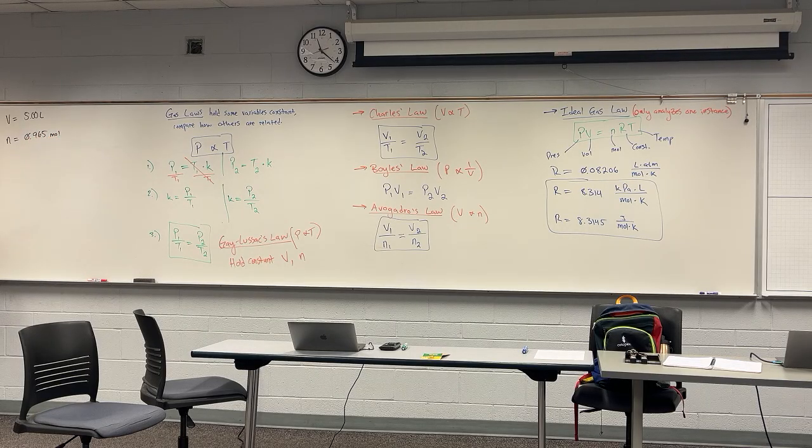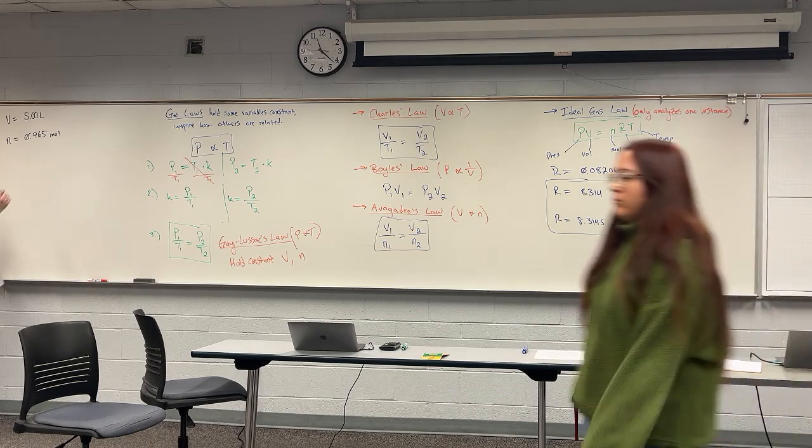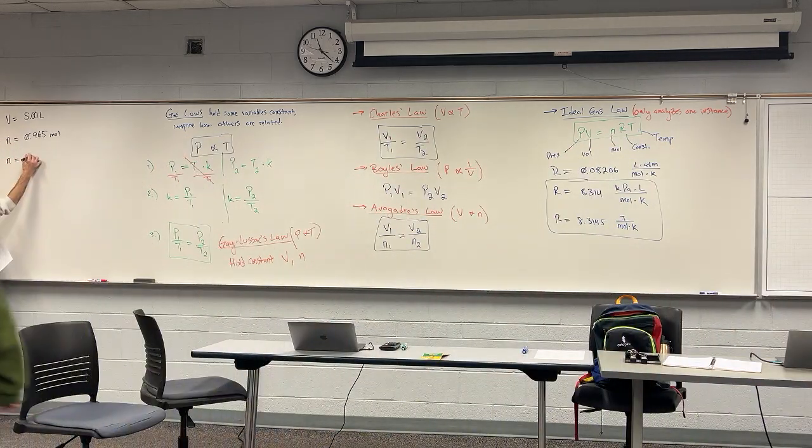If the amount of gas is increased to 1.08 moles. Okay, now I have a second number for moles. So now I know moles is something that's changing. So I'm going to say 1 and 2, which means that my first volume was volume 1. That was the volume with that number of moles.